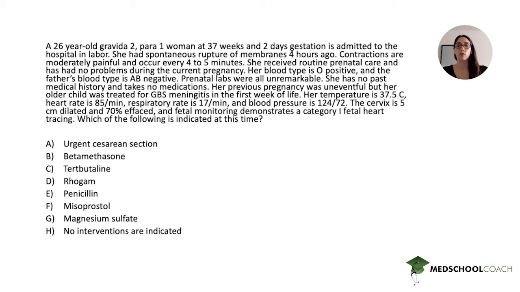Prenatal labs were all unremarkable. She has no past medical history and takes no medications. Her previous pregnancy was uneventful, but her older child was treated for GBS meningitis in the first week of life. Her temperature is 37.5 degrees Celsius, heart rate is 85, respiratory rate is 17, and blood pressure is 124/72. The cervix is 5 centimeters dilated and 70% effaced, and fetal monitoring demonstrates a Category 1 fetal heart tracing. Which of the following is indicated at this time?